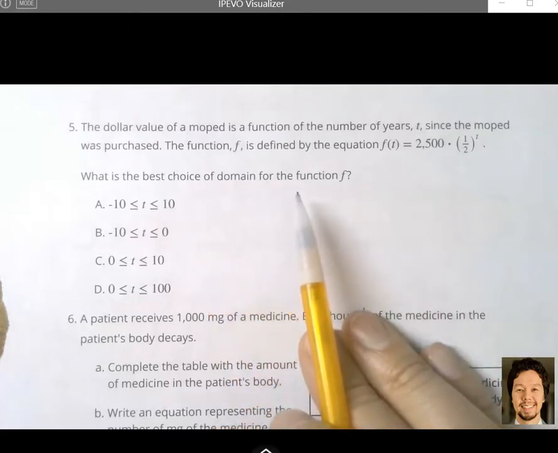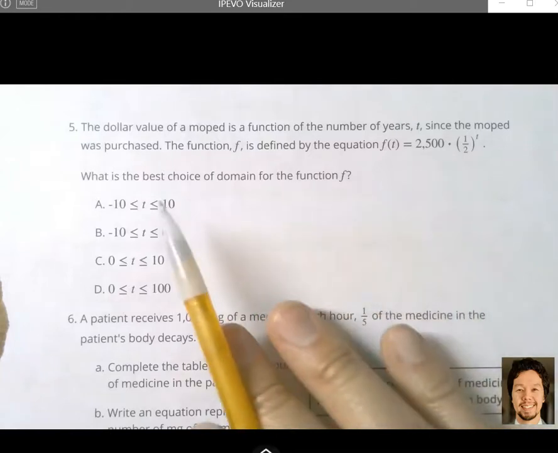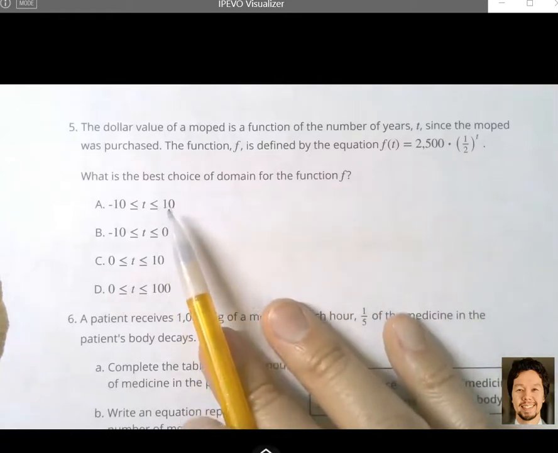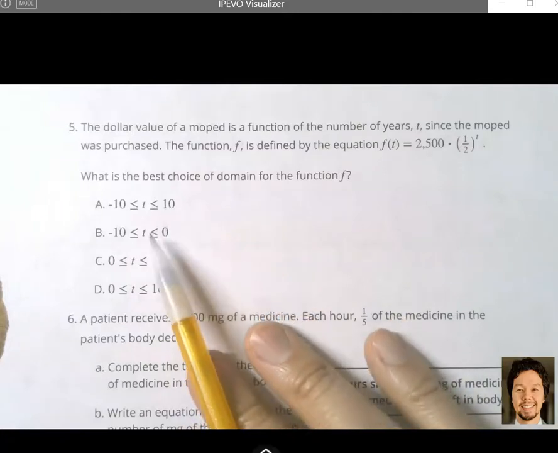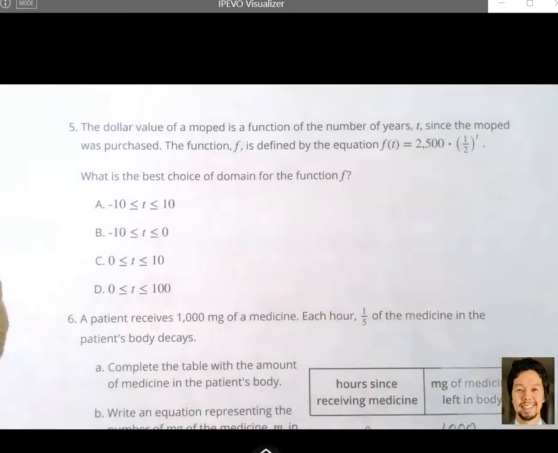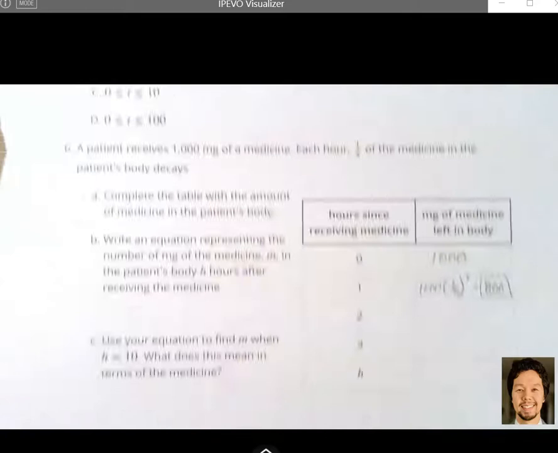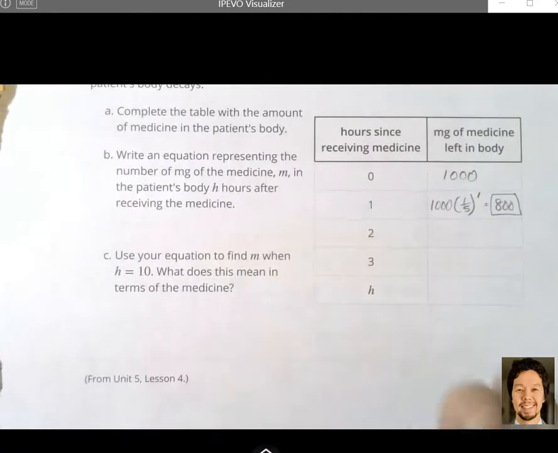My hint for you here is it is decreasing in value, and when it gets down close to no value at all, that'll sort of tell you if you need to go down to 10 or go up to 10 years or up to 100 years of depreciation. What makes most sense? Finally, number 6. This one is a blast from the past. It's from Unit 5, Lesson 4.